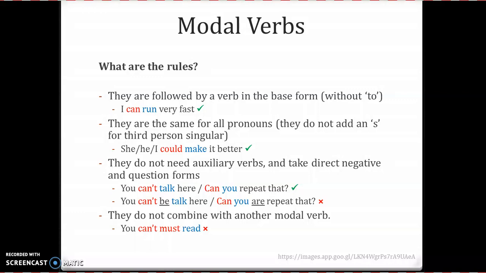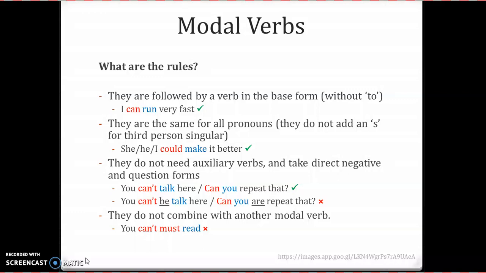They are the same for all pronouns. They do not add an S for third person singular. So here we have she, he, I could make it better. You can see the verb make keeps its form and there is no S added.